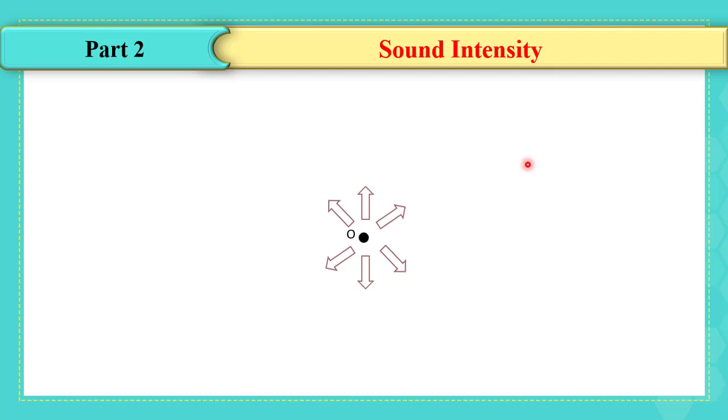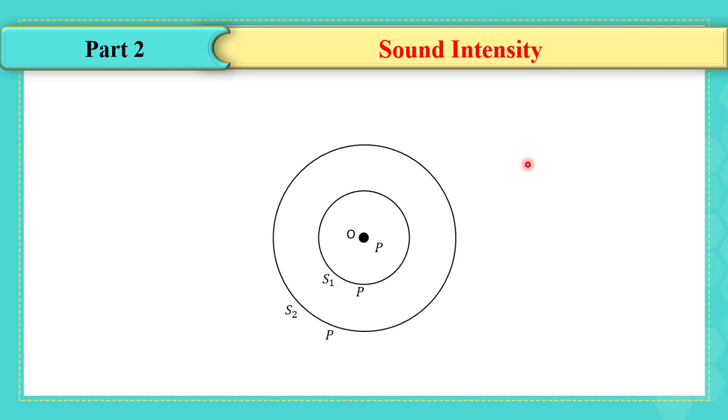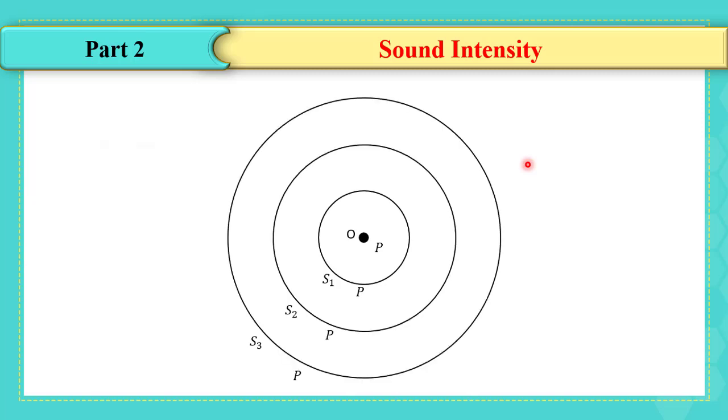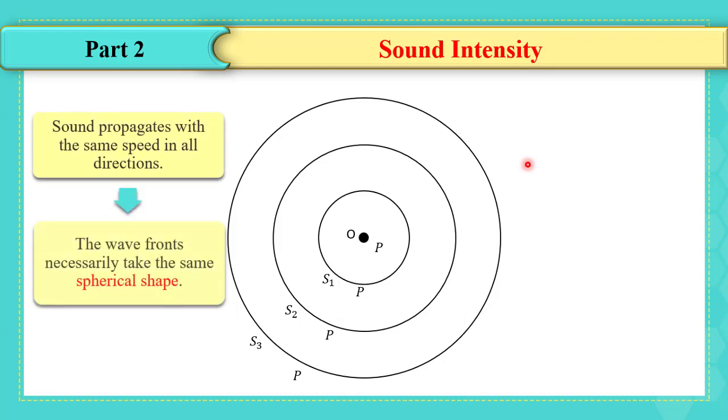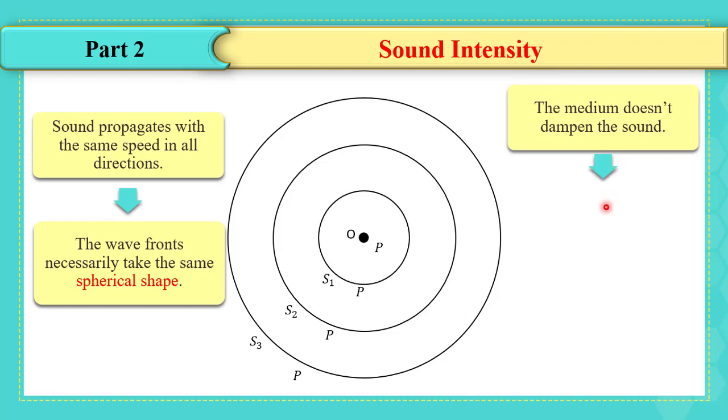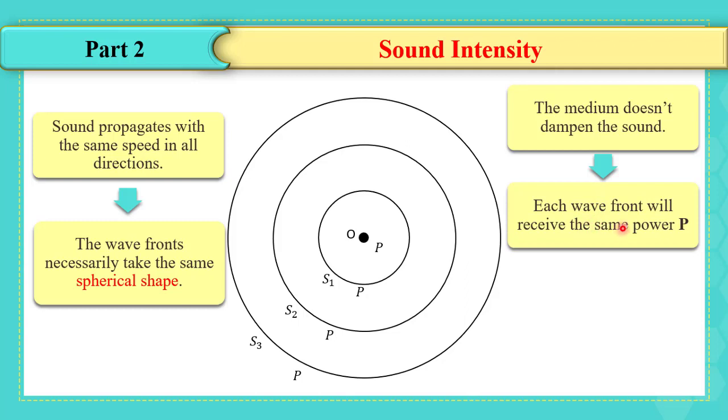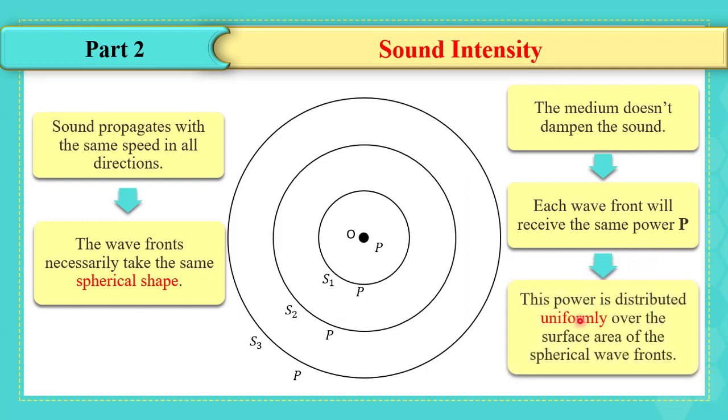In our study, we consider that sound propagates with the same speed in all directions, so the wavefronts formed necessarily take the spherical shape. Second, the propagation medium does not dampen the sound, which means that it does not absorb the sound energy emitted. Then each wavefront receives the same power P produced by the source. In addition to this, power is distributed uniformly over the surface of the spherical wavefront.